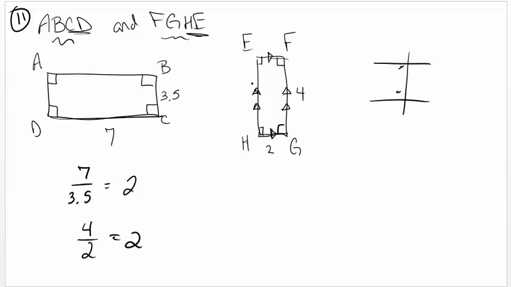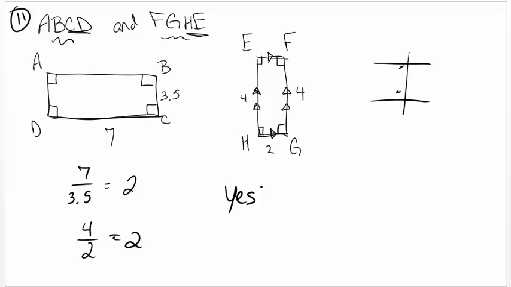And I knew that I could bring this 4 over because we have our 4 right angles and both pairs of opposite sides parallel. That's going to be a rectangle, so the opposite sides are congruent. Since these reduce to the same amount, then yes, these are similar.